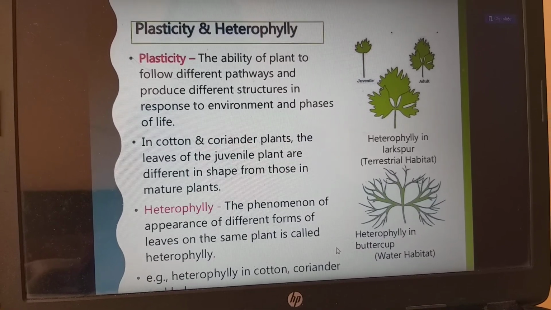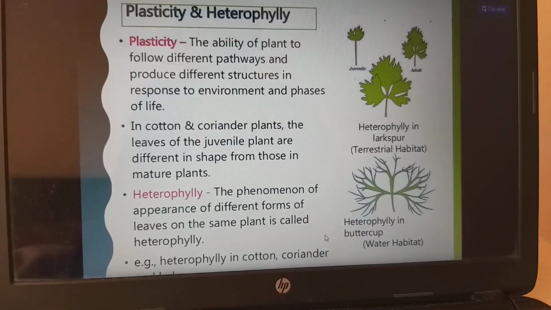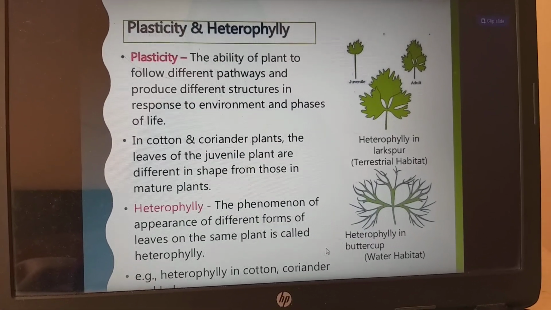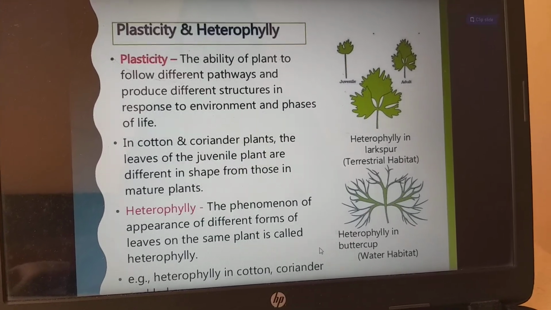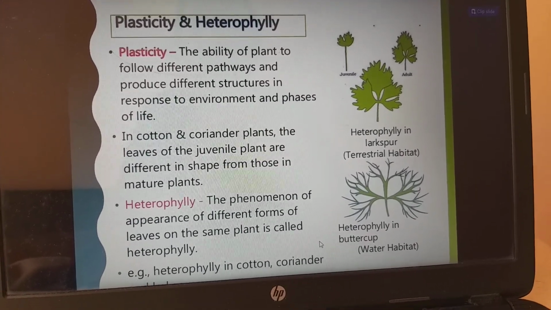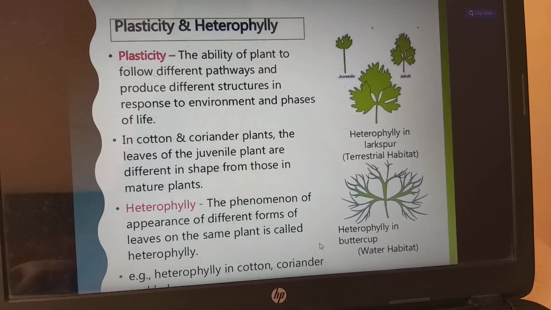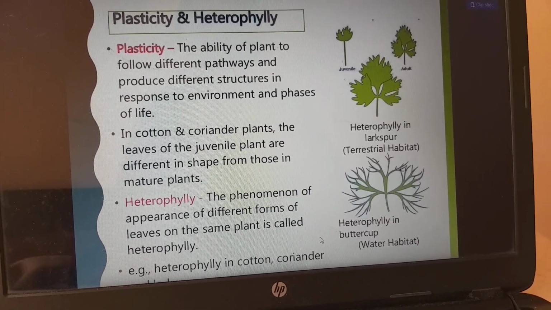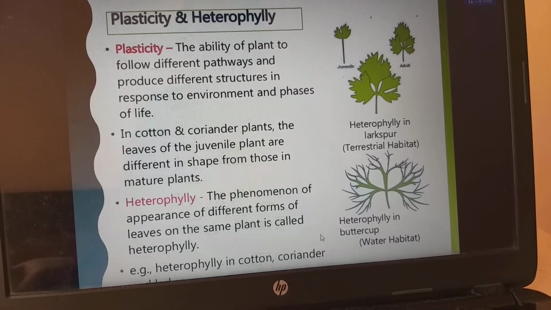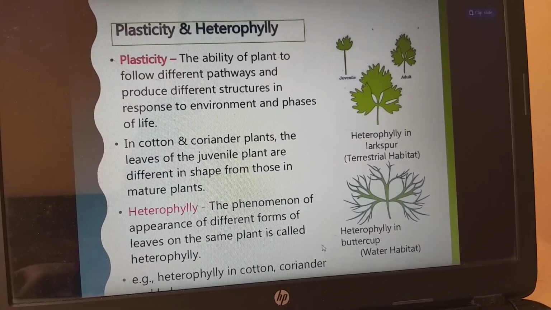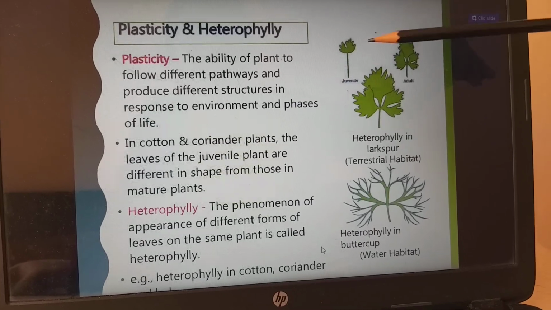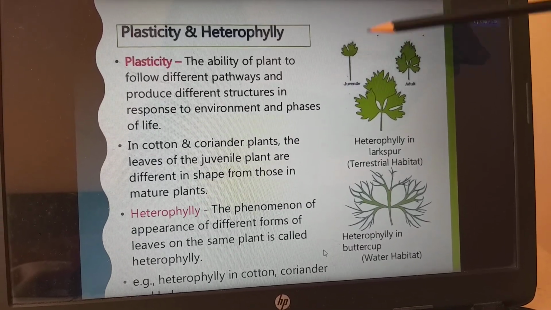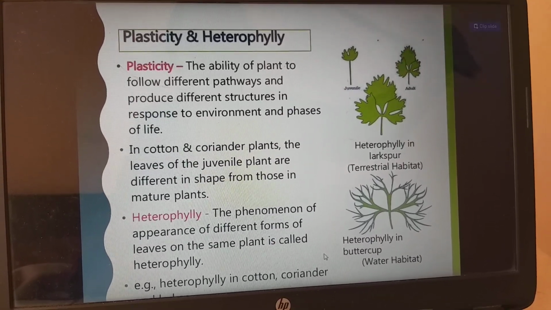Next, plasticity and heterophylly. Plasticity is the ability of a plant to follow different pathways and produce different structures in response to environment and phases of life. In cotton and coriander plants, the leaves of a juvenile plant are different in shape from those of a mature plant. We call that plasticity. So we can see this: in the young age, the leaf shape will be different from the adult.